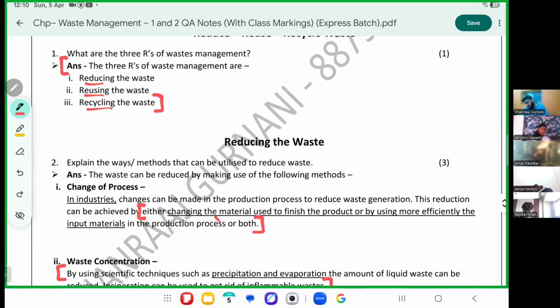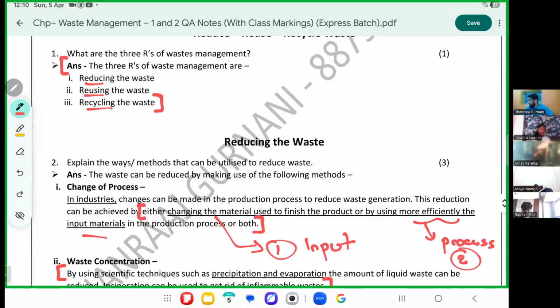There are two ways. Number one, either you change the material, change the input, or you change the efficiency of the input. Efficiency means process. Either you change the input, or you change the efficiency. Whichever method you like results in waste coming down.